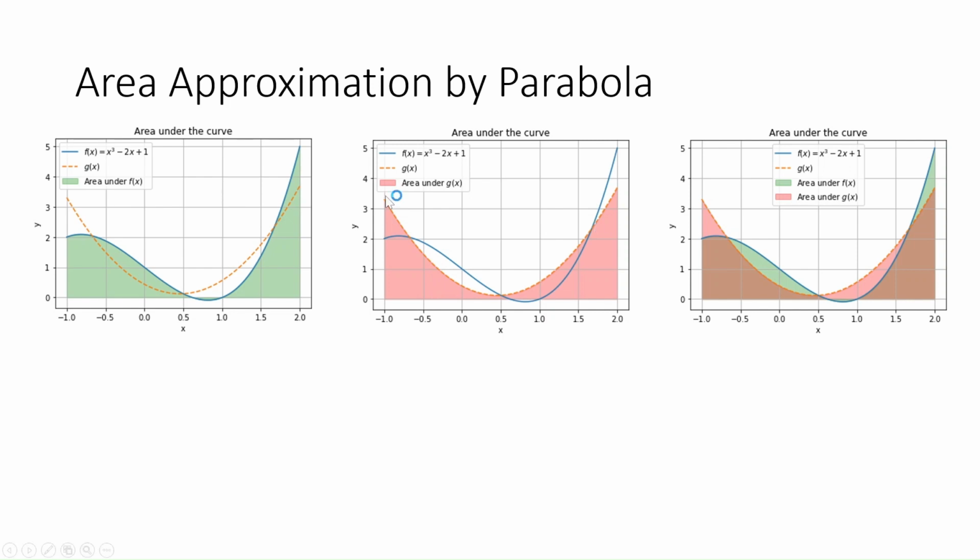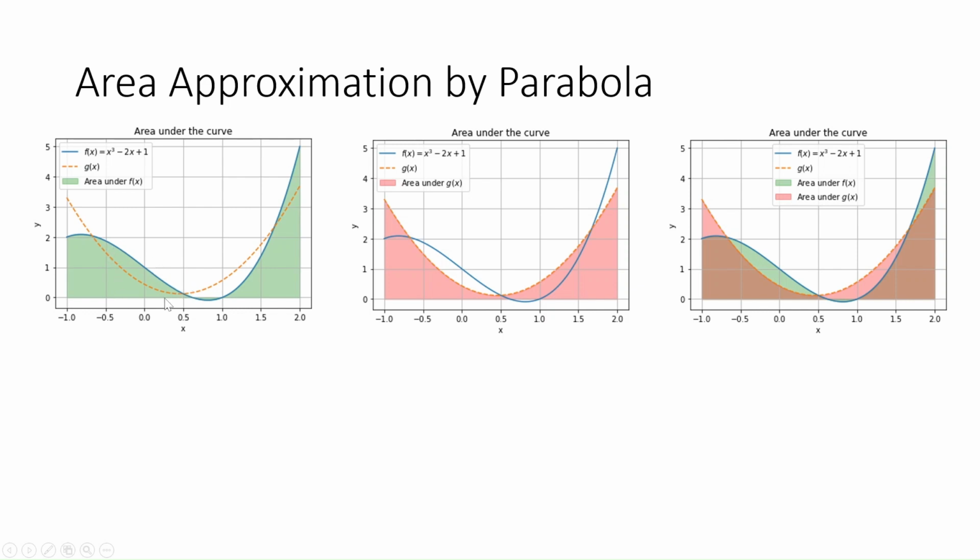So clearly, there are two things that we can learn from this. One is that one single parabola is not sufficient to approximate the whole curve. And secondly, this interval plays a role. So let's try to reduce this interval. Let's take the interval from minus 0.5 to plus 0.5, and here we see that the parabola is trying to remain under the main curve and is approximating the area more or less correctly.